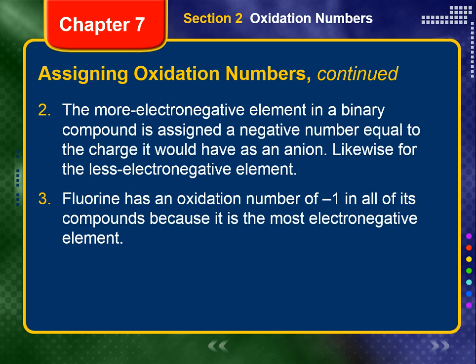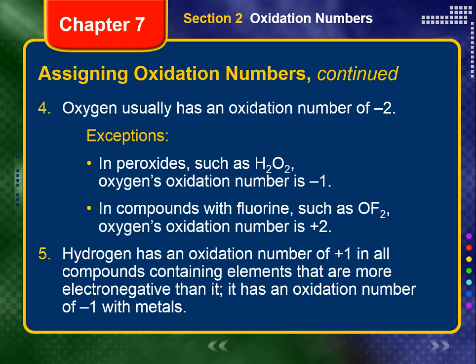Number 3. Fluorine has an oxidation number of 1- in all of its compounds because it is the single most electronegative element. Number 4. Oxygen has an oxidation number of -2 in almost all of its compounds. Exceptions include when it is in a peroxide, such as H2O2, in which its oxidation number is -1, and when it is in compounds with halogens, such as OF2, in which its oxidation number is actually +2.